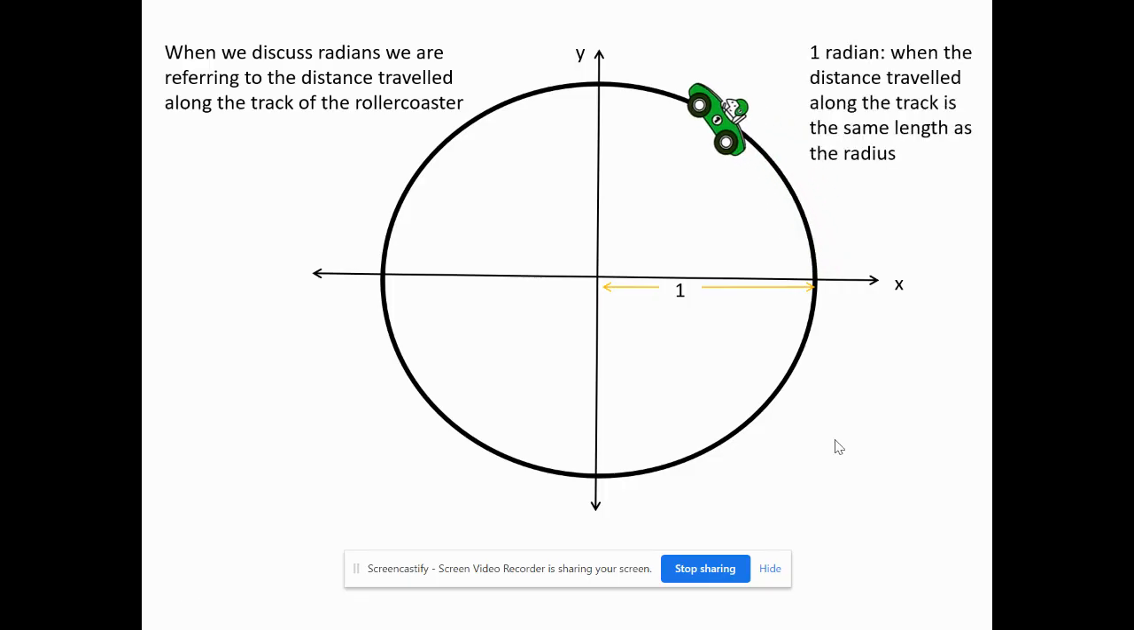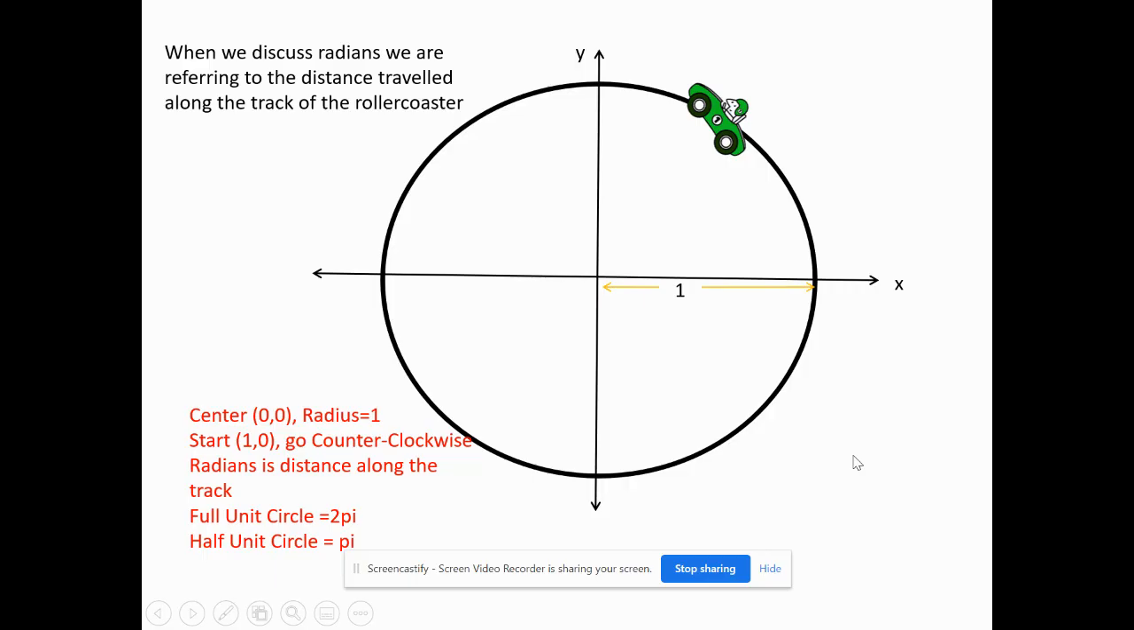1 radian is officially defined as when the distance traveled along the track is the same length as the radius. So if I could take this orange line, which we know is 1 unit, and I could curve it around the circle, and we would assume it's the same length, that's officially 1 radian when it matches the length of the radius.